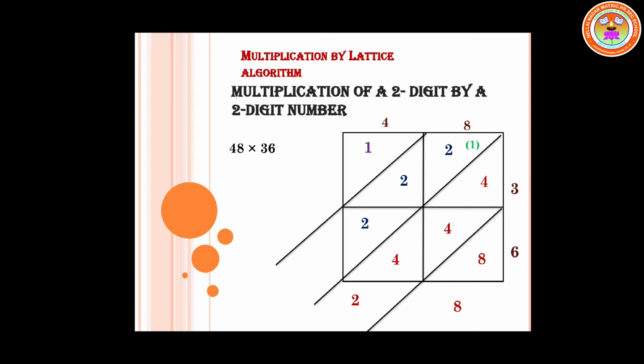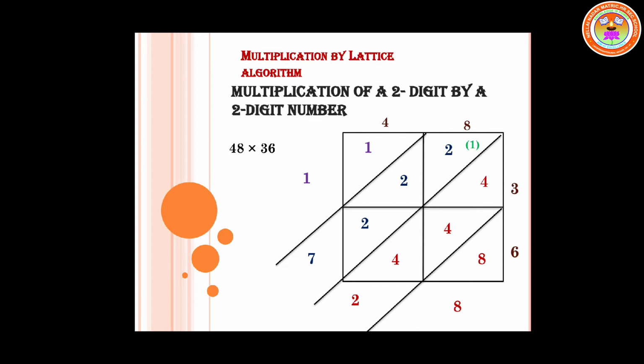Now in the previous diagonal what is there? 2, 2, 2 and 1 carryover. So adding all the 3, 2 plus 2, 4, 4 plus 2, 6, 6 plus 1 carryover is 7. Now the final diagonal, there is only one number left, that is 1. So write that 1. So now we are completed.